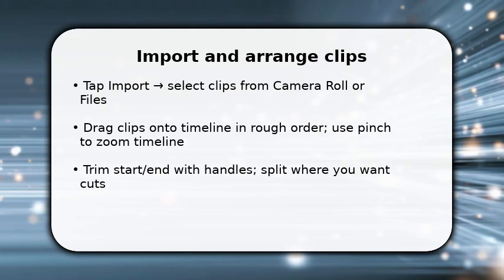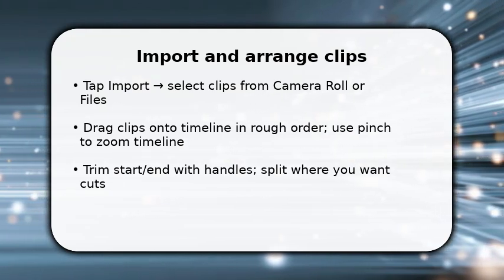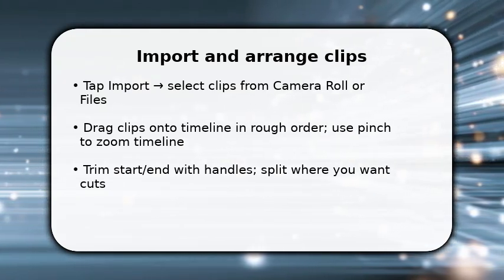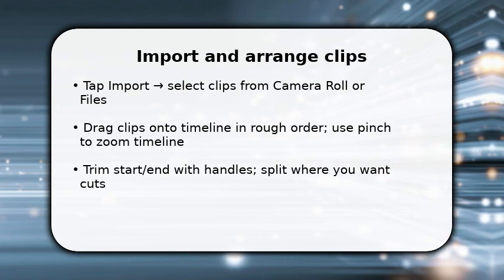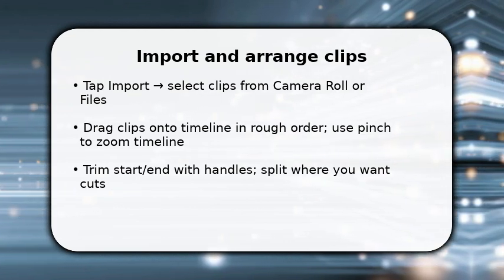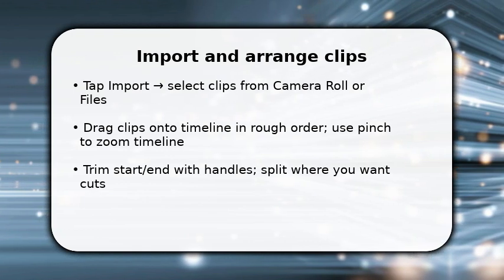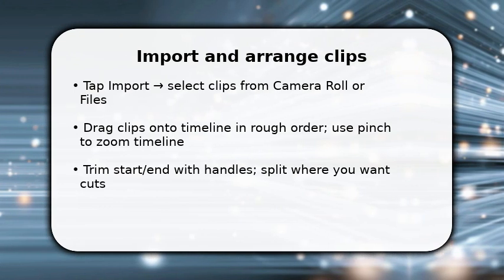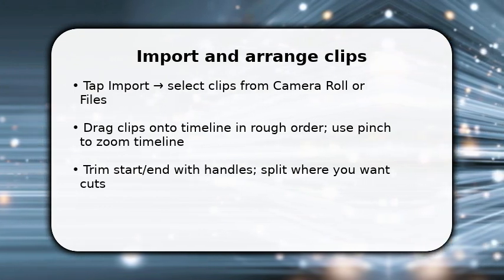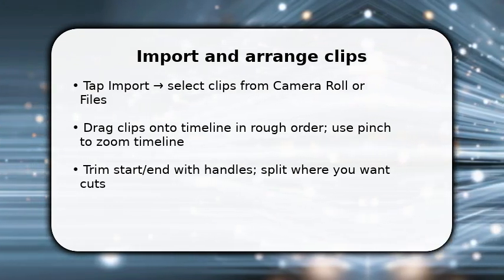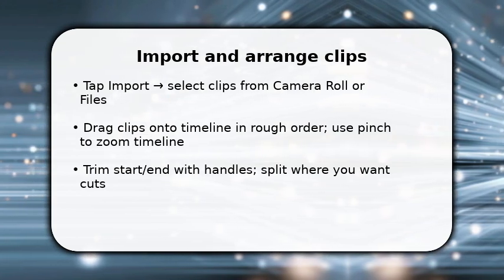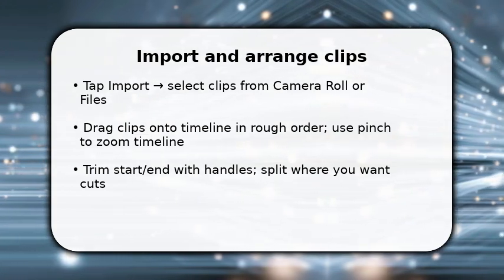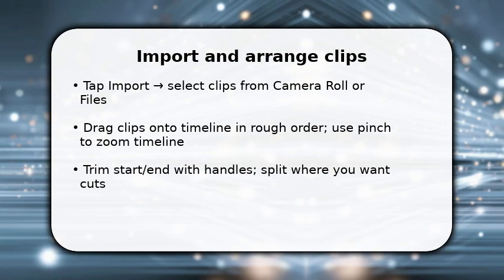You start by importing all footage. Make sure the clips you need are in CapCut's media bin. Once imported, drag each clip onto the timeline in a rough sequence to build your story. You should pinch to zoom the timeline so you can be precise, then trim clip ends with the handles and use the split tool to cut out unwanted sections. This first pass is about structure, not perfection. Get everything laid out so you can focus on refining next.